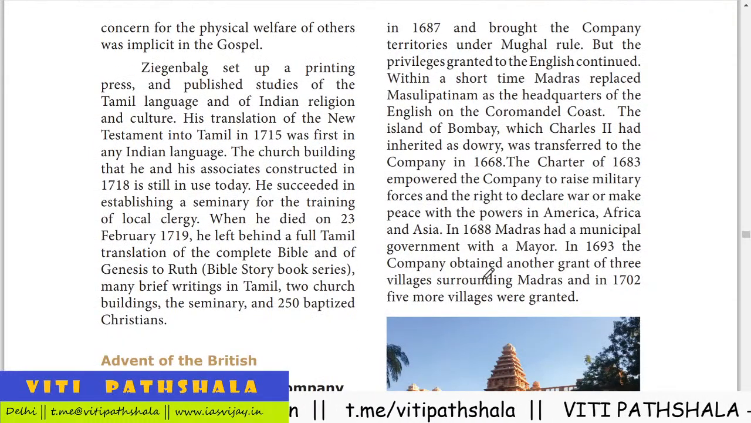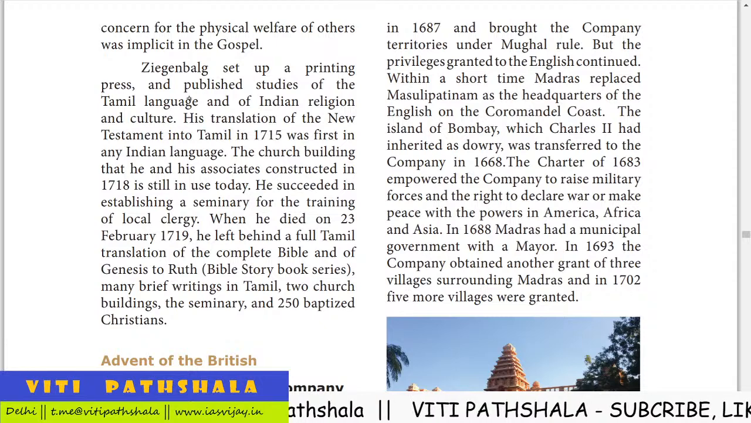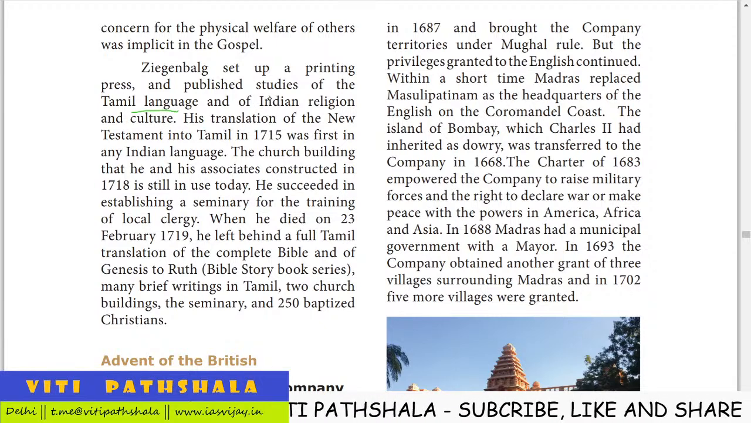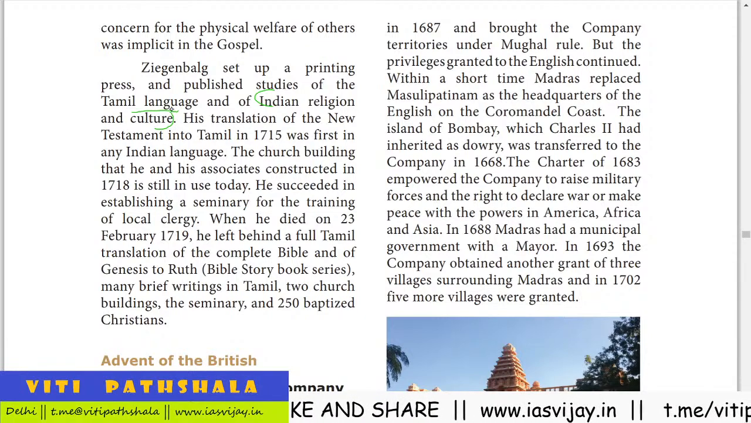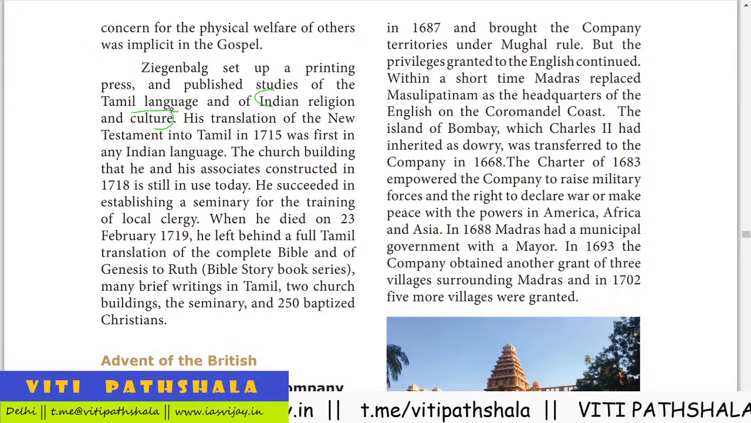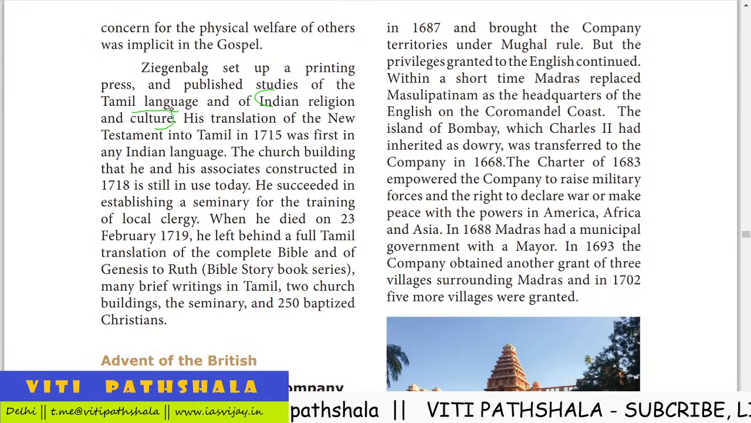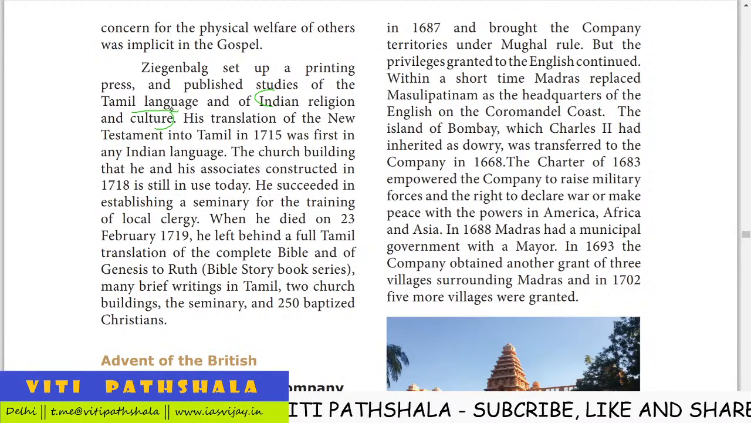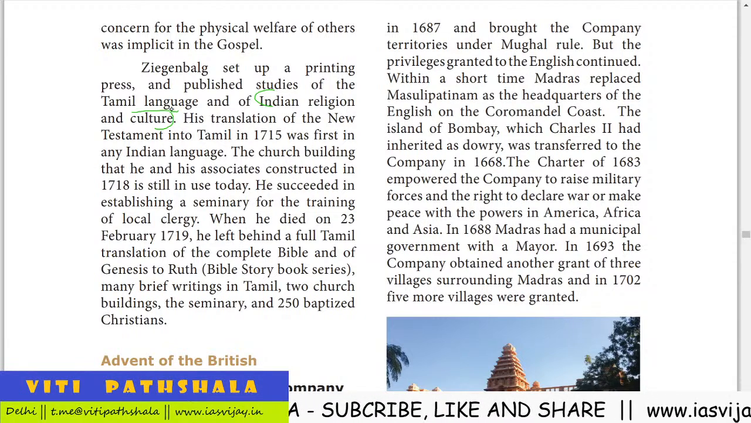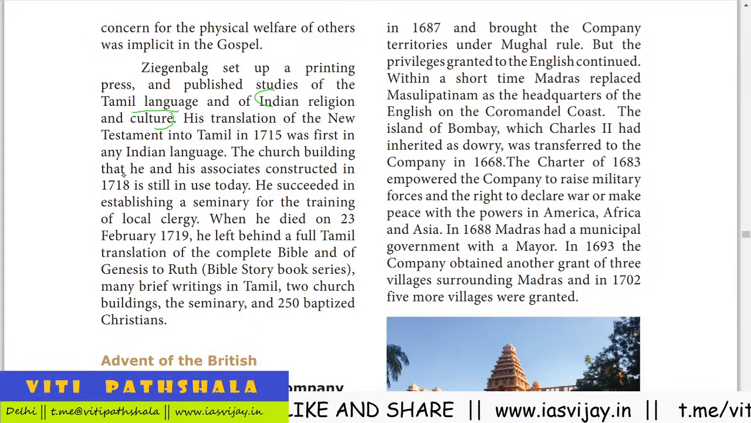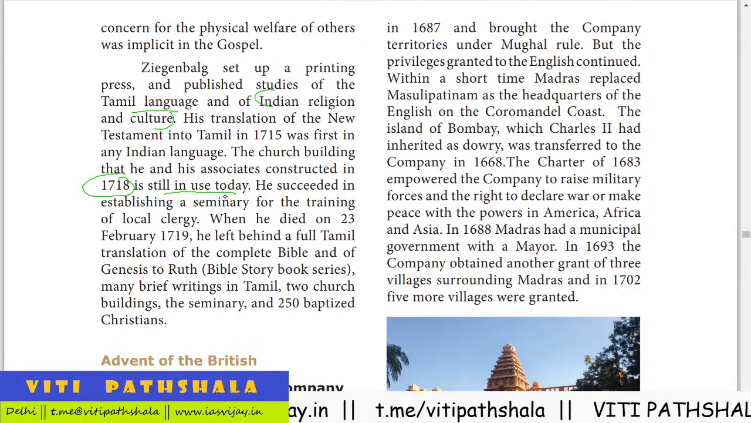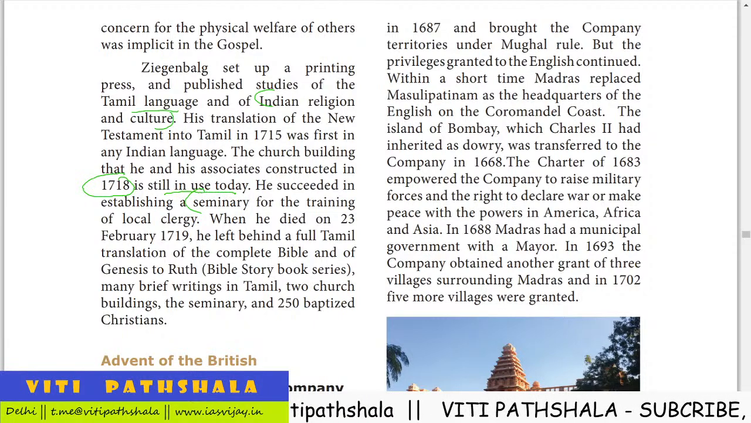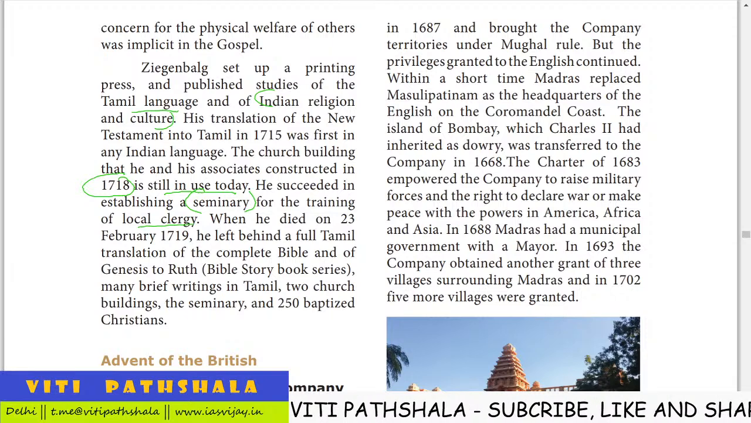Now, Ziegenbalg set up a printing press and published studies of the Tamil language and of Indian religion and culture. His translation of the New Testament into Tamil in 1715 was the first in any Indian language. The church buildings that he and his associates constructed in 1718 are still in use today. He succeeded in establishing a seminary for the training of local clergy.